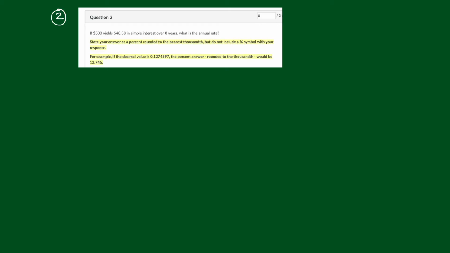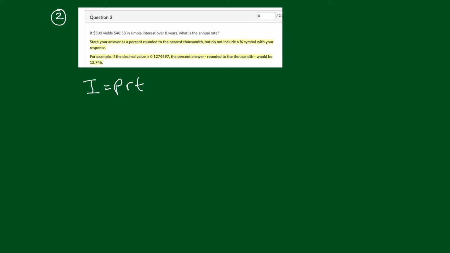And number 2, here's what we're asked for, right? What we're asked for is simple interest. And what is the annual rate? Now this is simple interest, so I have to know that simple interest formula. And we're given that. Here's the simple interest formula. I, interest, equals PRT. So I is the interest, P is the amount that you invest, your principal, R is the interest rate, and T is the number of years.